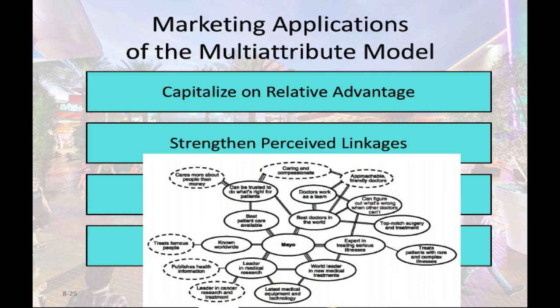Strengthen perceived linkages. A marketer might discover that consumers do not equate his or her brand with a certain attribute that should be central to consumers' attitude toward that product. A marketing communications campaign can be used to strengthen the positive linkage between the attribute and the brand in consumers' minds.